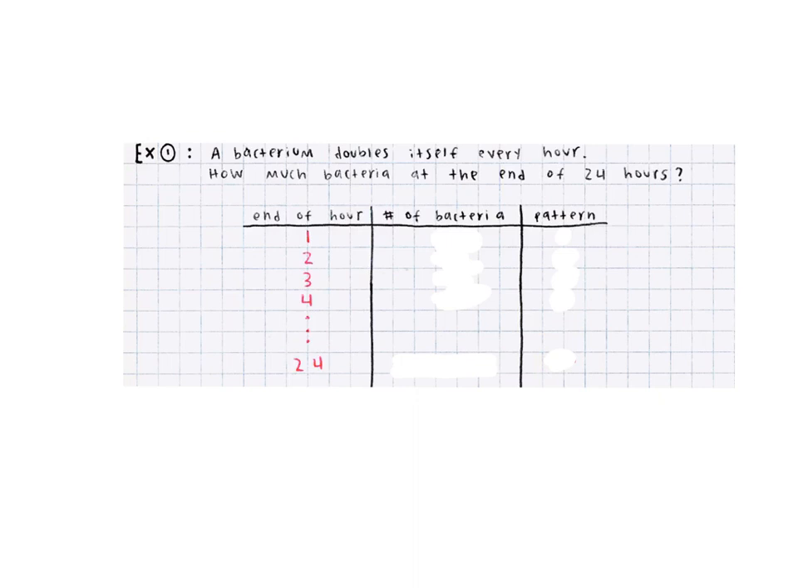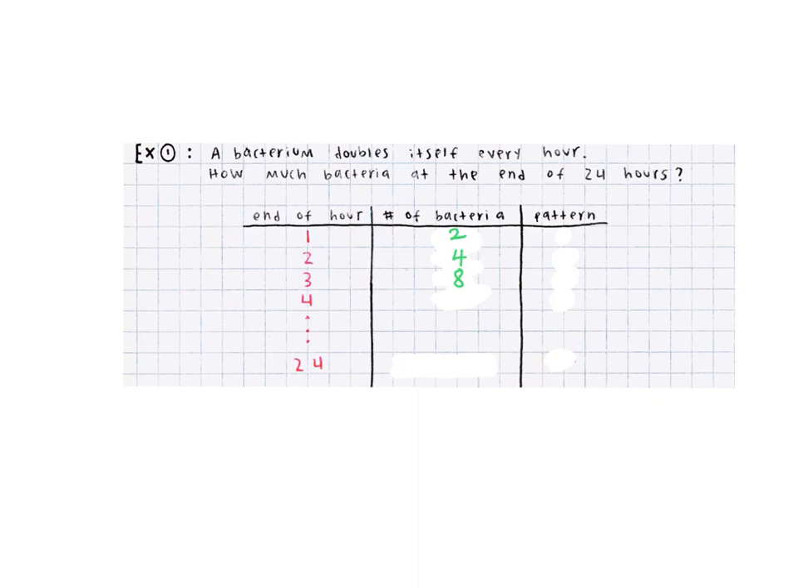You start with a single bacteria cell and it doubles itself every hour. The question is, how much bacteria will you have at the end of 24 hours? Well, let's see, at the end of the first hour, you're going to have double what you had, so you're going to have 2. At the end of the second hour, you're going to have double that, so you have 4. At the end of the third hour, it's going to be double, so 8.